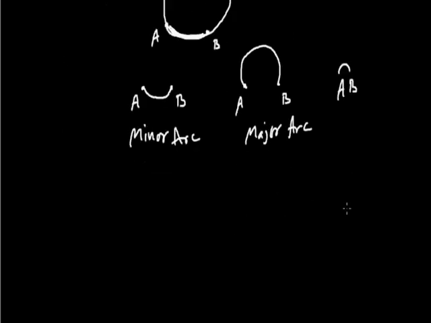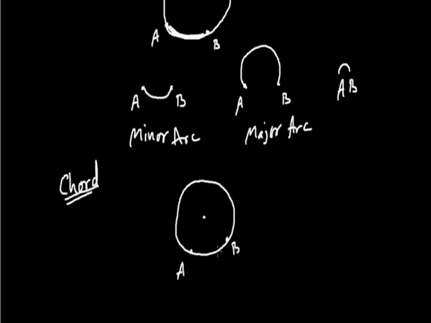Now after arc we define the chord. What do you mean by the chord of a circle? Let's say we consider again a circle with center O, and we take any two points on the circumference of the circle, A and B. Now when we connect these two points by a straight line, this straight line is called the chord of a circle. AB is a chord.